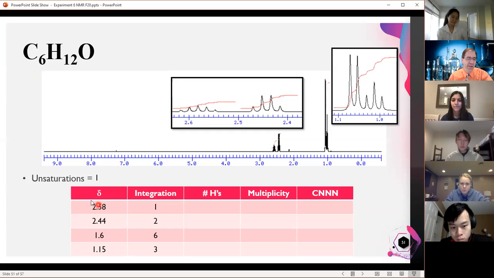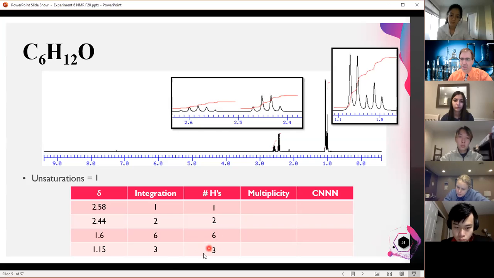Okay, so you can go either direction, doesn't matter, but at 2.58, I've got an integration of 1. I got that from the computer. Okay, so I look at my integrations here. 3 plus 6 is 9, 10, 11, 12. That matches the number of protons. So I know that the integration is also the number of protons it represents. So somehow I have to have a single hydrogen. I got to have 2 hydrogens. I got to have 6, probably 2 methyls. And I've got to have 3.